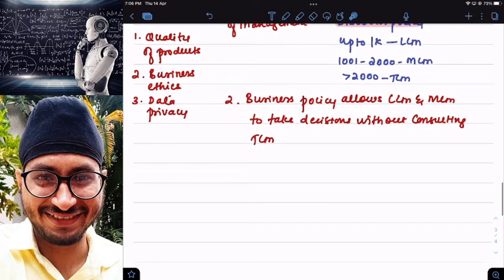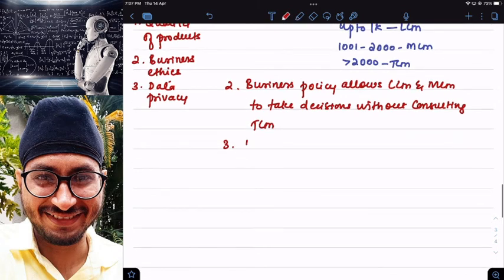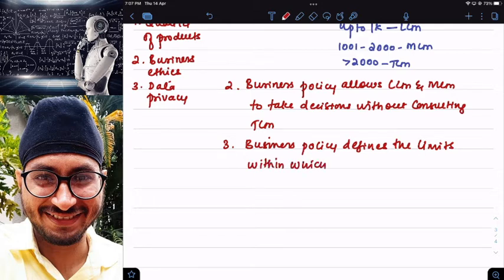Next. Then point number 3. Business policy defines the limits within which decisions can be taken.